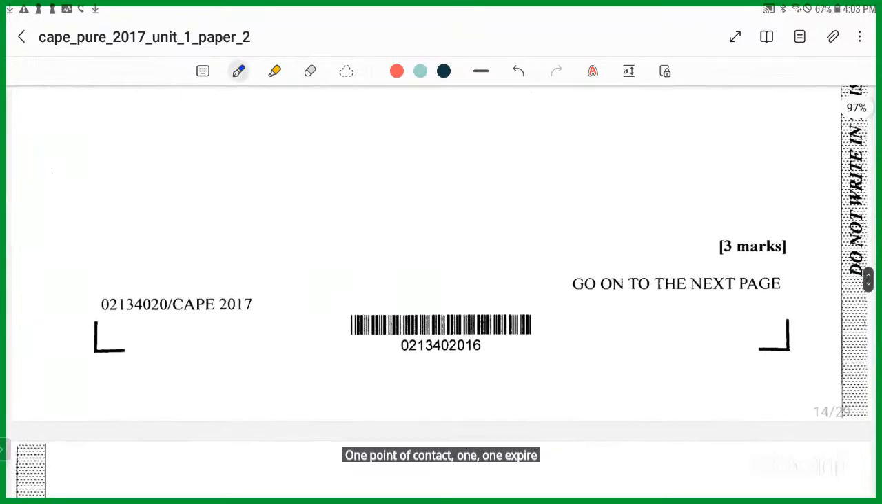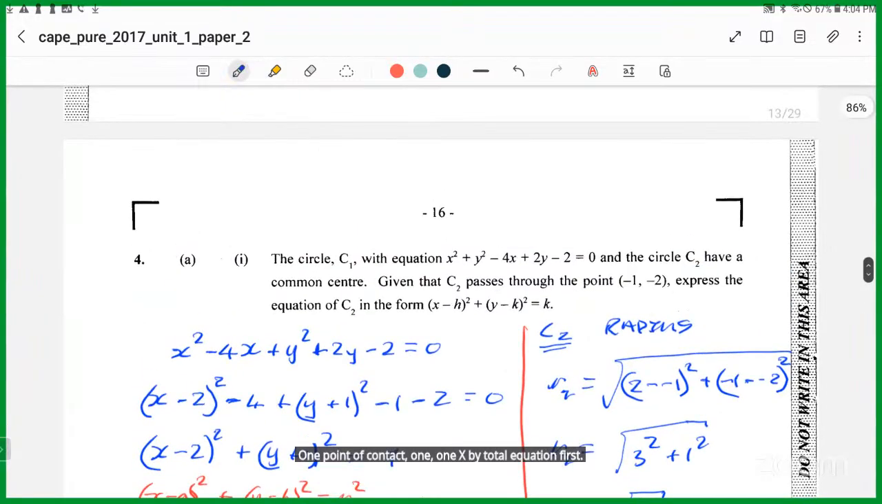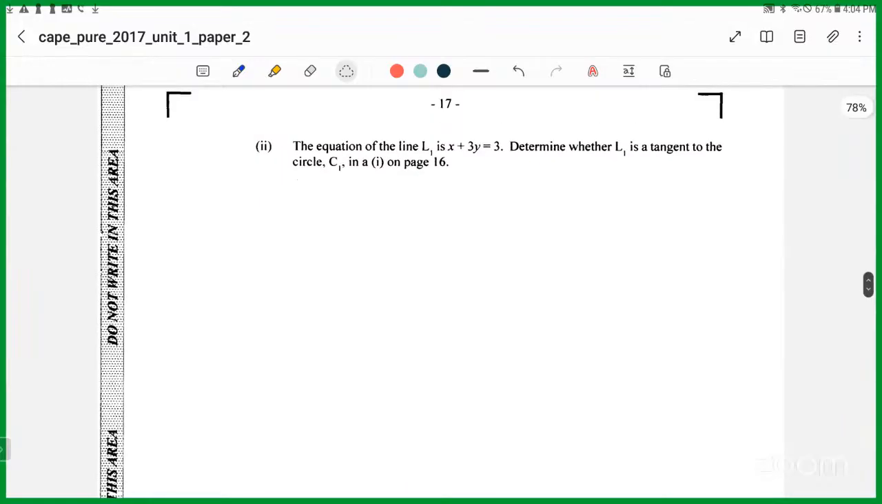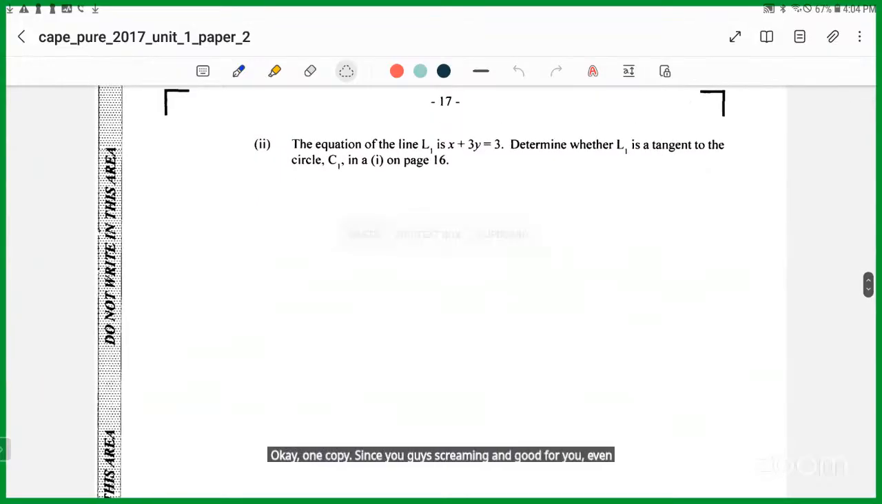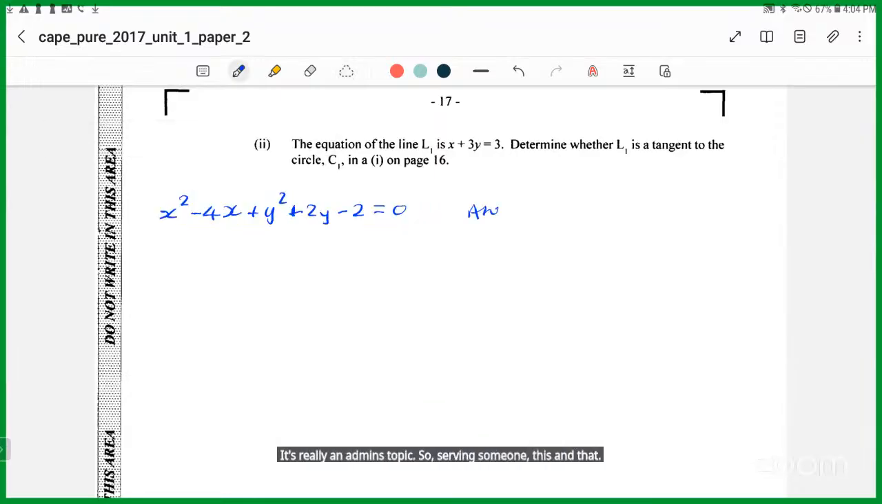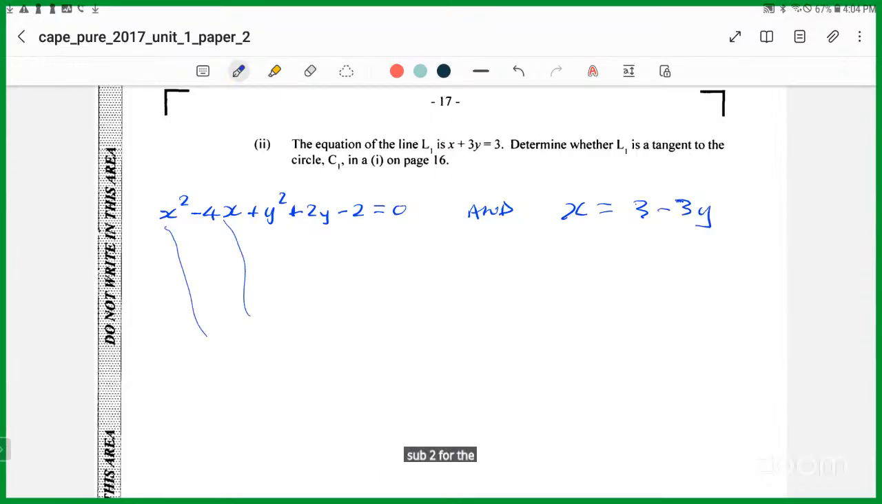But let's write out the equation first. Circle C1, the one we have right here, copy it down. I say, guys, the discriminant is good for you even in pure maths. It's really a hard maths topic. So solving simultaneously, the circle C1 and the line. For the line, you're going to make x the subject: x equals 3 minus 3y. Substitute for the x here.